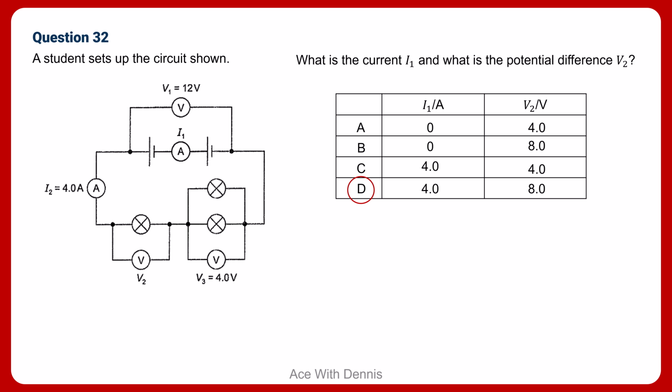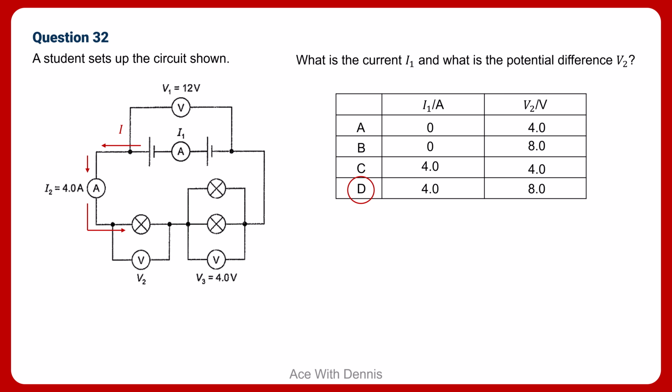The answer is D. I1 is 4 amps and V2 is 8 volts. Okay, so let's talk about I1 first. First, the current flows up from the positive terminal of the battery and then passes through the first ammeter, which gives a reading of 4 amps. So which means that now the current is 4 amps.